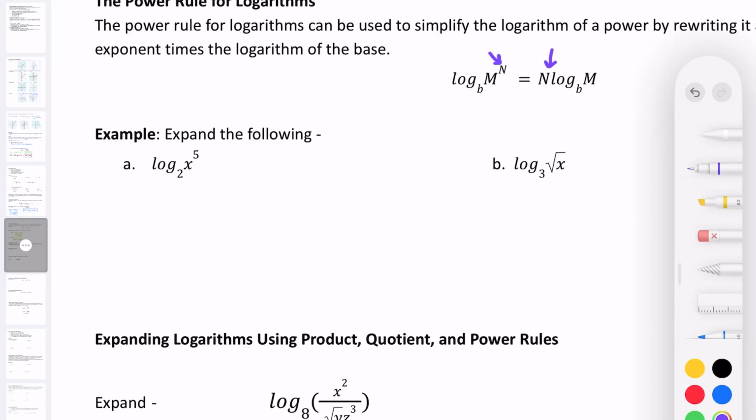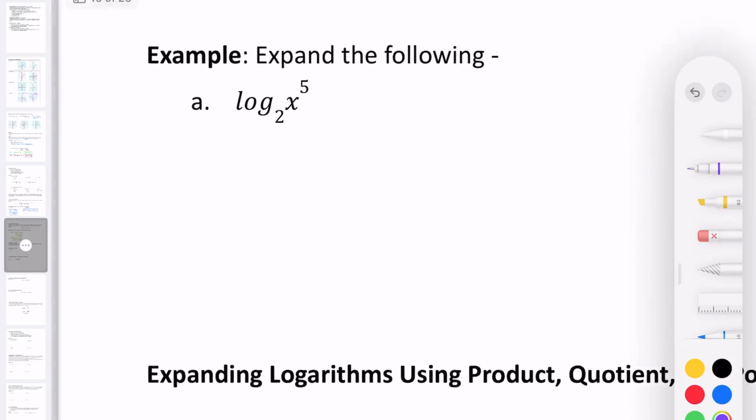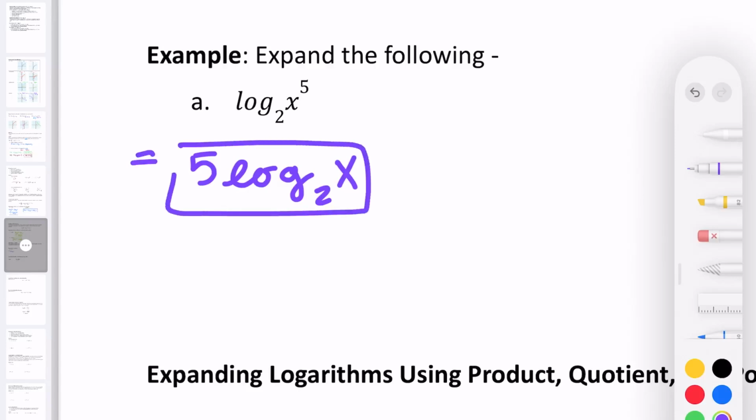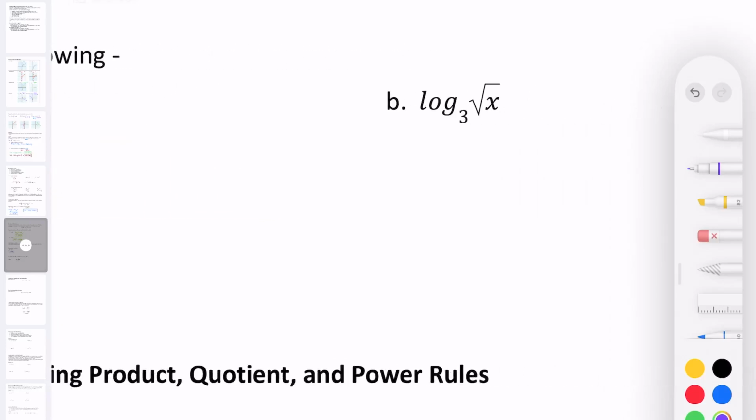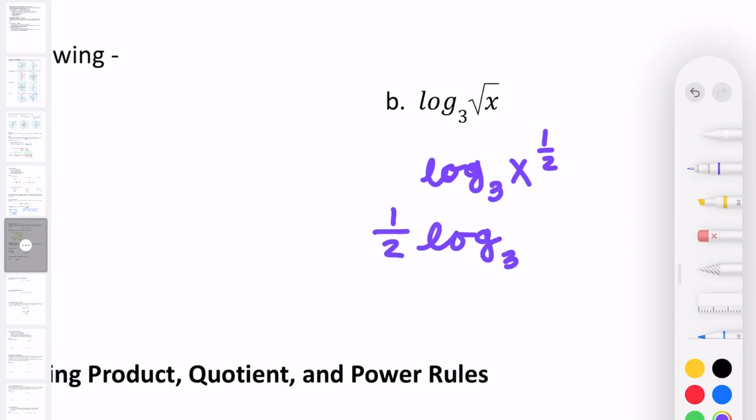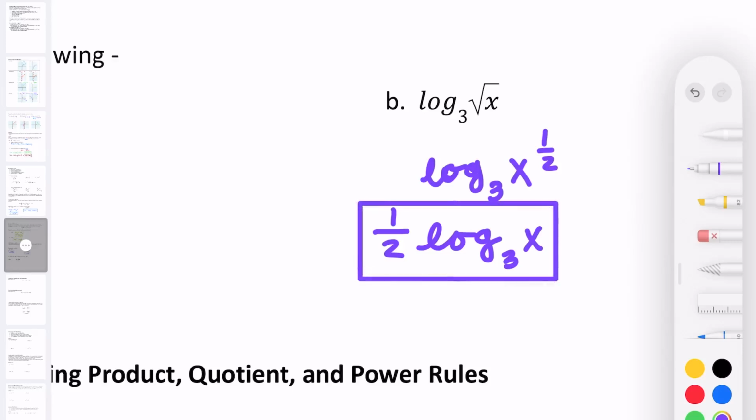Let's go ahead and expand doing the power rule. We're going to bring the 5 forward, and we'll have log base 2 of x. Not much else we can do there, so we will just go ahead and circle that. Here we have a square root. That square root is going to be log base 3 of x to the 1/2, which means we can bring that 1/2 to the front and write 1/2 log base 3 of x. Not much else we can do there, so I'm going to leave it like that.